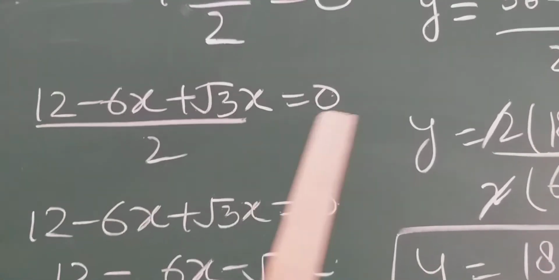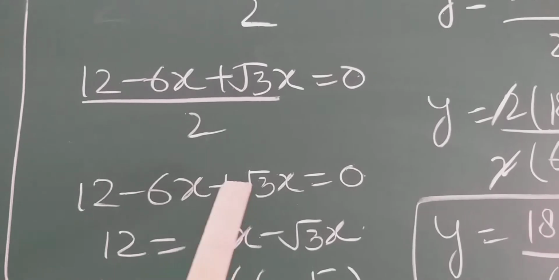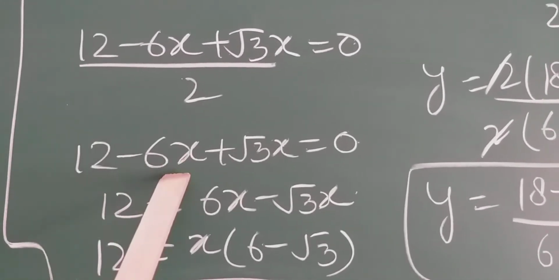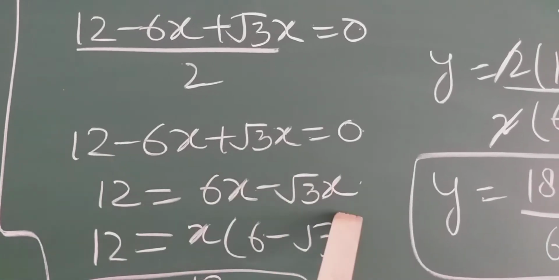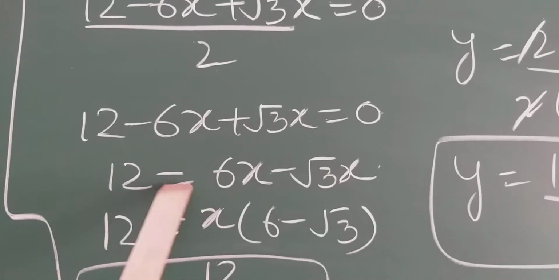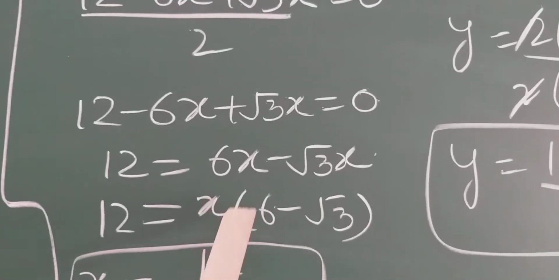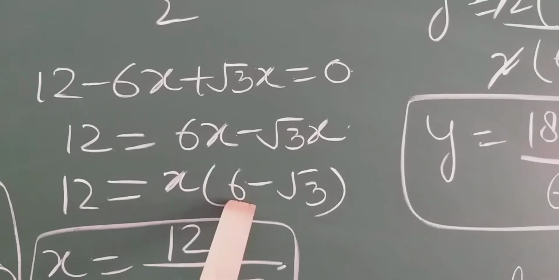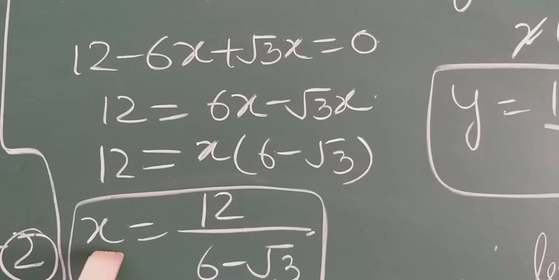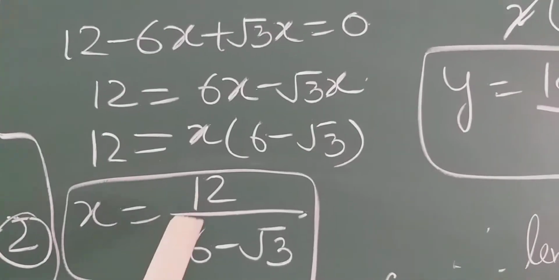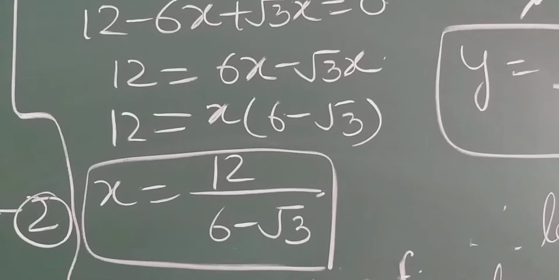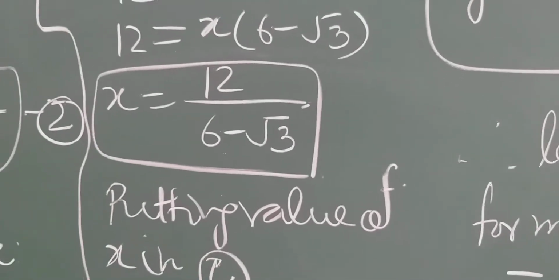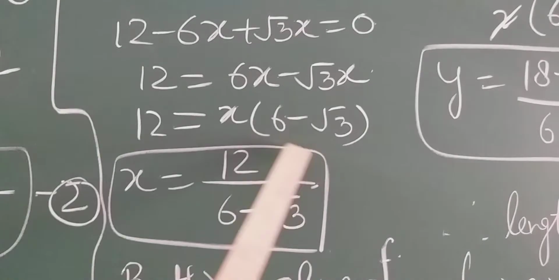By cross multiplication we get 12 minus 6x plus root 3x equals 0. So 12 equals 6x minus root 3x. Now students, x is common. So 12 equals x times (6 minus root 3). So x equals 12 upon 6 minus root 3. So we put this value of x in equation number 4. This is the value of x, students.